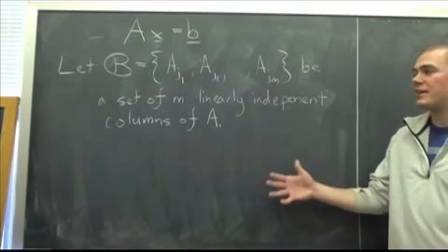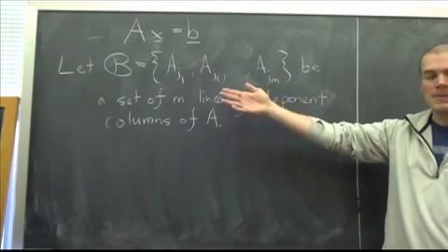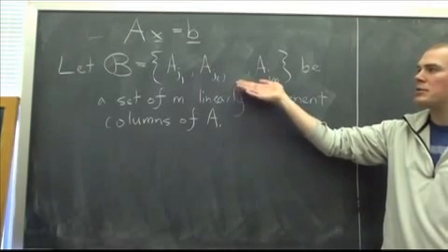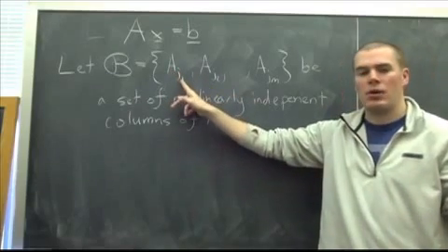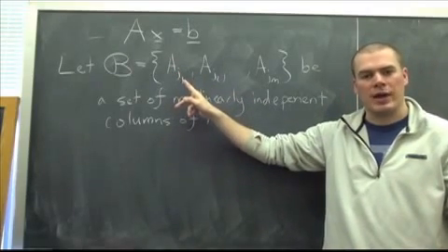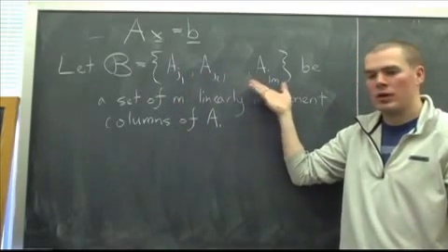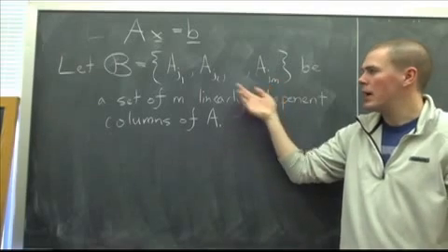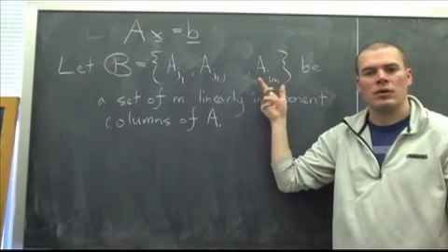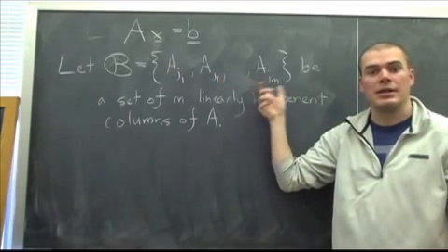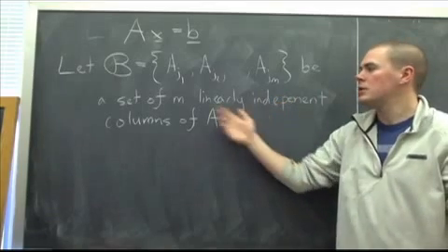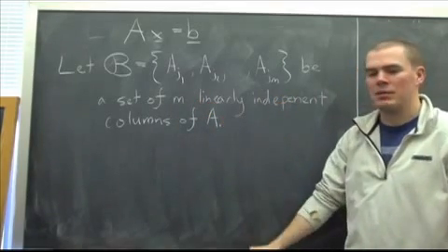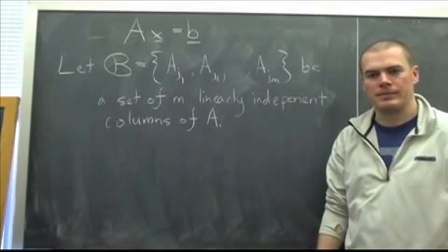Throughout, we will always fix some basis script B of m columns of A. So I say A sub j1 is the j1th column of A, and so on and so forth for m of them. And the order of these columns that I select in the basis is important. So this is a set of m linearly independent columns of A.